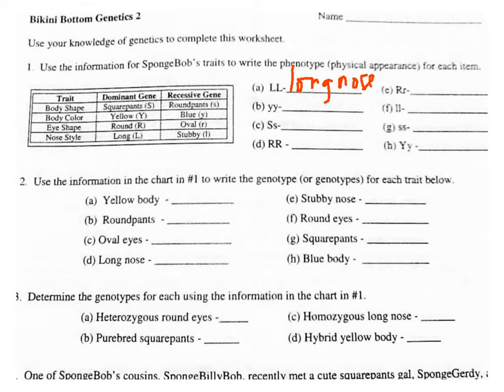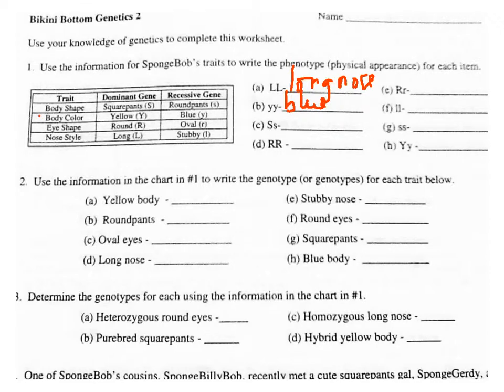Now what about little y? We can see Y corresponds to body color. So the big Y is dominant, the little y is recessive. We see little y, that's homozygous recessive, so that's going to be blue. What about big S, little s? That's heterozygous, so whatever the dominant feature is, that's what it's going to be.